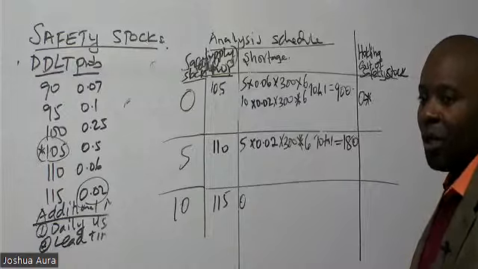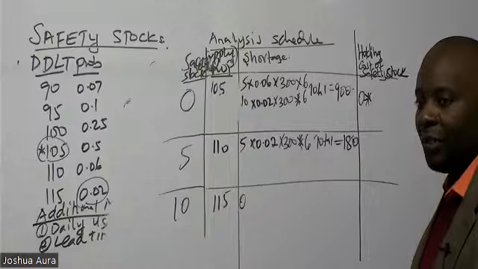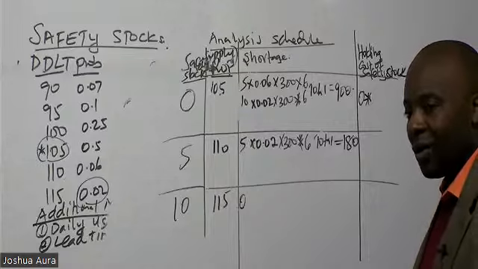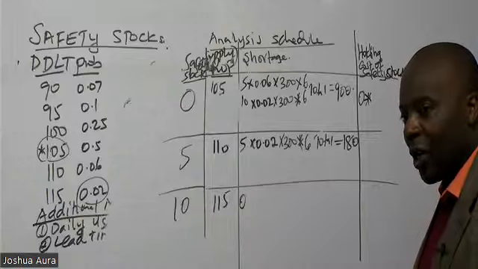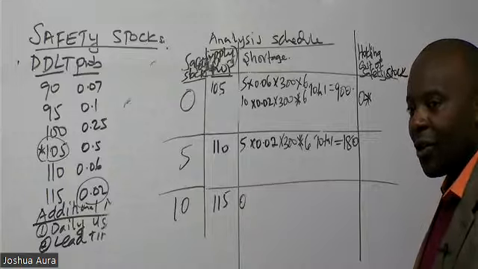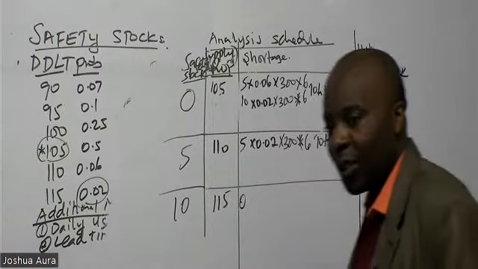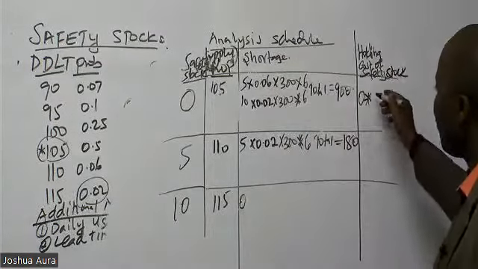Have they given me the holding cost per unit per annum? Holding cost is the same as carrying cost. Are you able to see the carrying cost in this question? The carrying cost is 40, right?